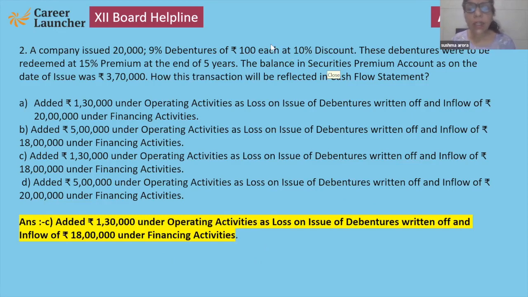See, Tanishka, that securities premium reserve is not added in operating activity. Read the question carefully, my dear. Loss on issue of debentures will be written off, and that will be added. Okay, SPR we are adjusting here. That also I'll explain to you.